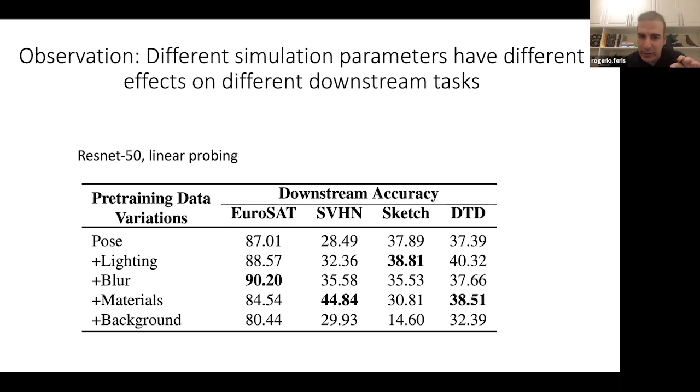When we take these models pre-trained on synthetic data, we have noticed that, for example, when you add blur and transfer to Euroset, performance increases from 88 to 90. For SVHN, performance increases as well. But for sketch, performance decreases. And for DTD, performance decreases. When you add materials, performance decreases for Euroset, whereas for SVHN, performance increases. And it decreases for sketch and increases for DTD. So the point here is that these different simulation parameters, as we pre-train different models from synthetic data, have different effects in different downstream tasks.